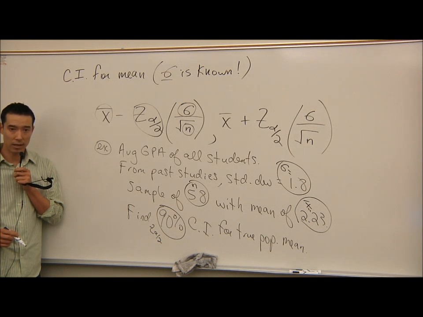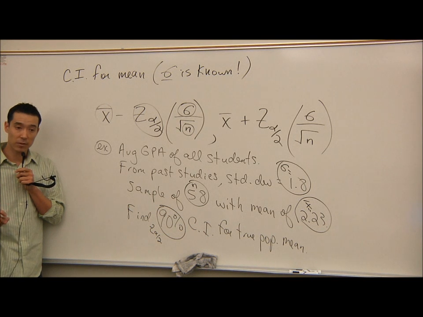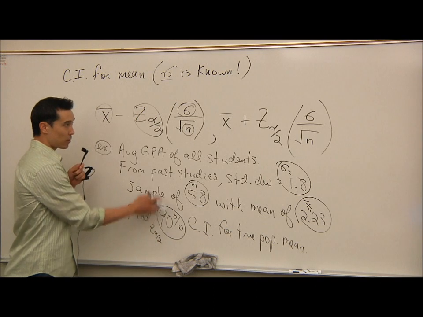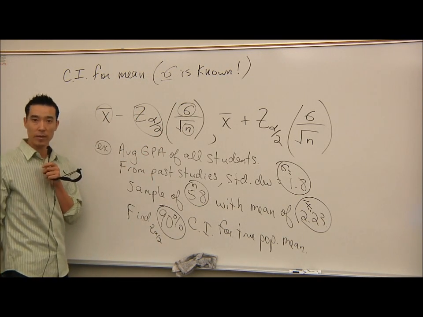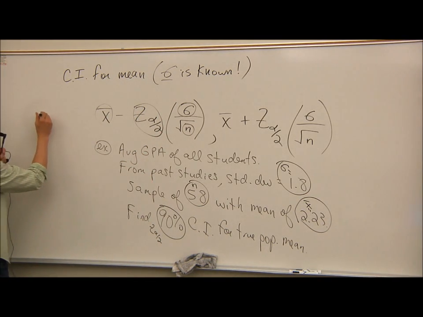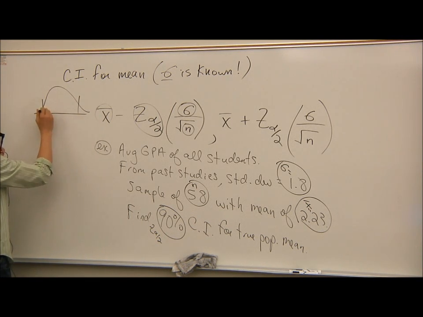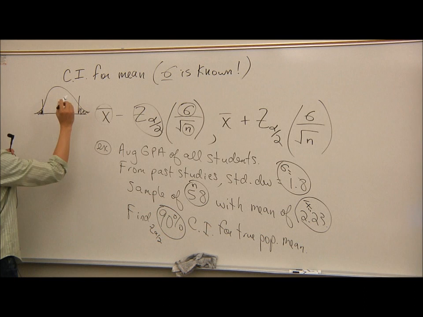Okay, we did 99 and 95, so now we need to go to the side of the paper and do z sub alpha over 2 for a 90% confidence interval. Once I have that number, then I'm ready to just plug it into the formula. Okay? So quickly, let's go over to the side of the paper. Let's do z sub alpha over 2 for a 90% confidence interval.